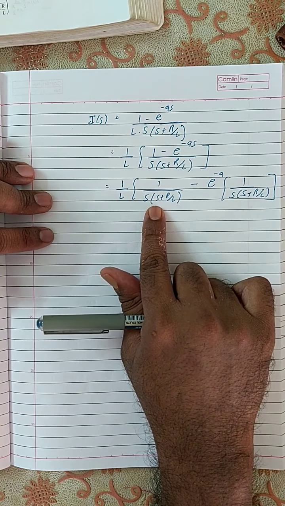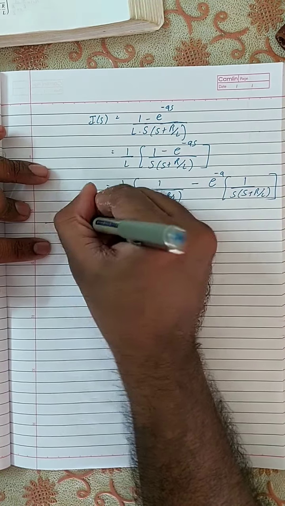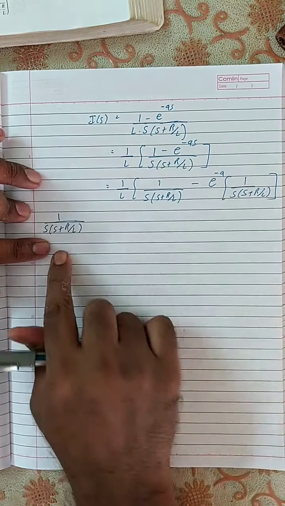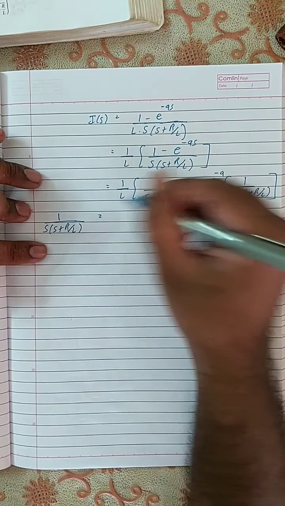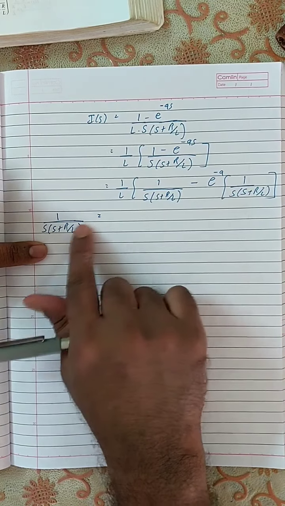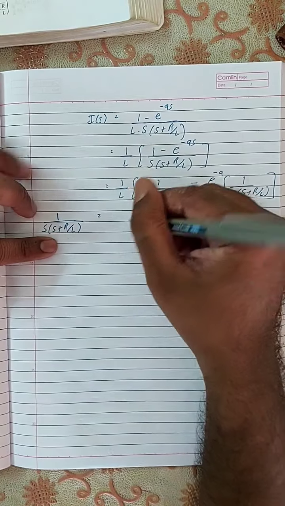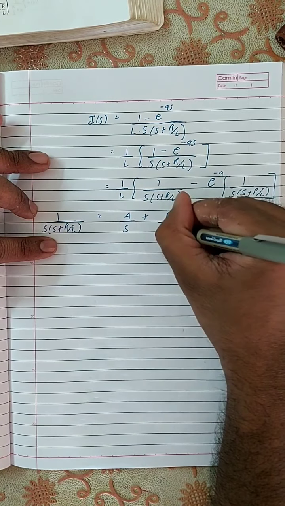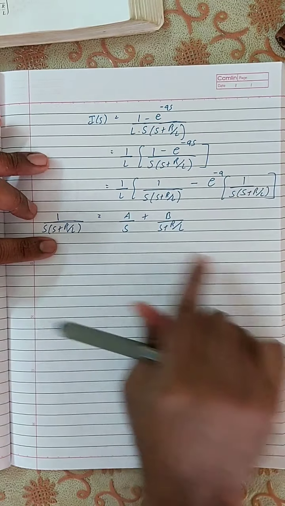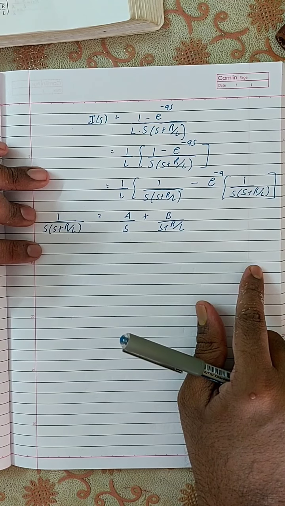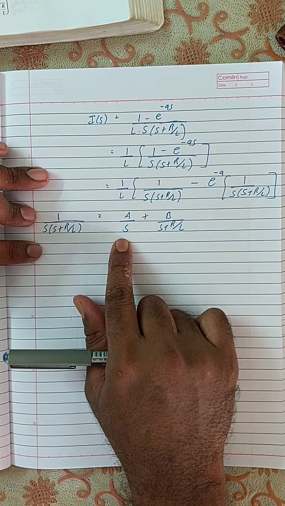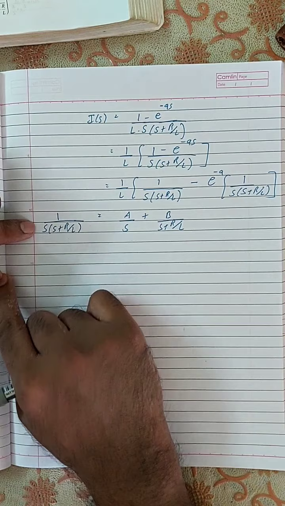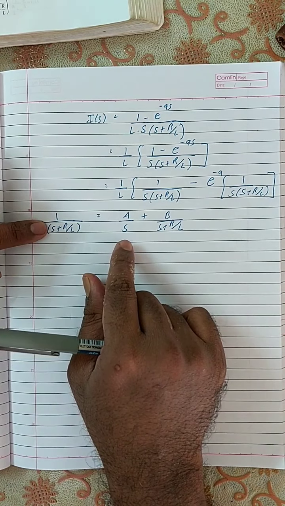So what happens if I find the Laplace transform? That is nothing but 1 by s into s plus R by L. Let me show you how to find the Laplace transform of this. What is 1 by s into s plus R by L? This is nothing but A by s plus B by s plus R by L. This is called the partial fraction method. To find the value of A, I remove the denominator of A, which is s, and substitute the value s equal to 0.